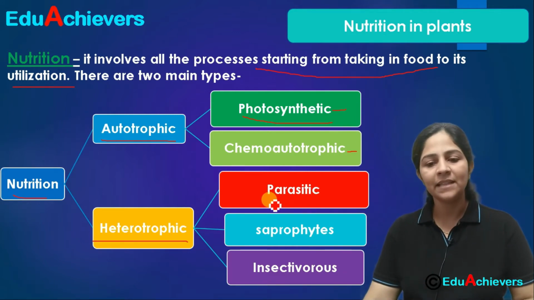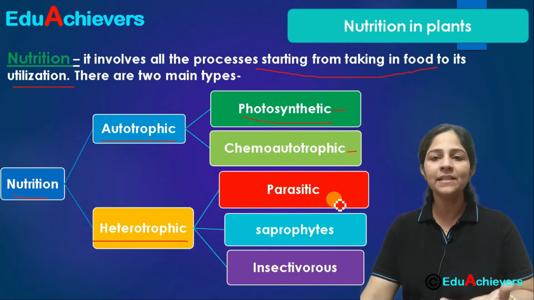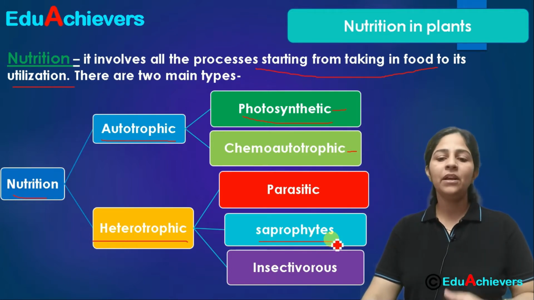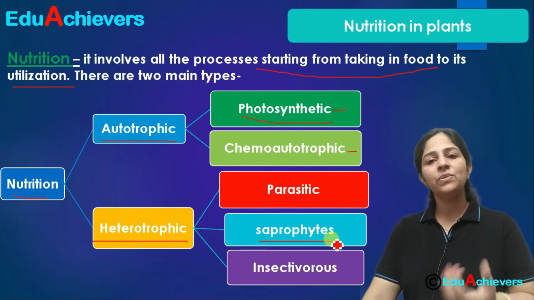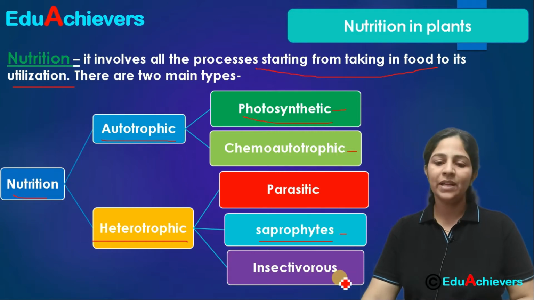Next can be parasitic. There are some plants which get their nutrients from other plants and then they grow on that. Next, it can be saprophytic, which can be depending upon some other, like fungi we discussed. Fungi absorb their nutrition from dead and decaying matter. So that type includes the saprophytic.